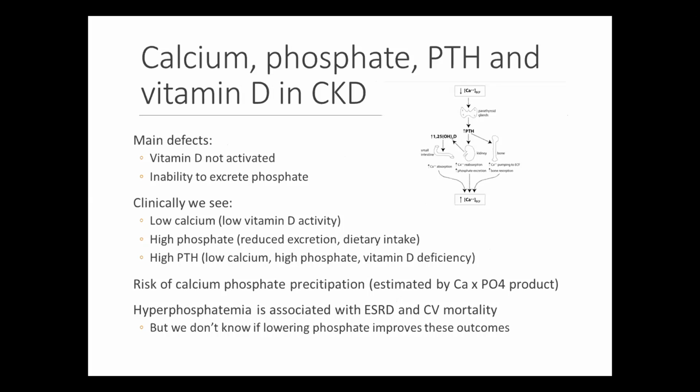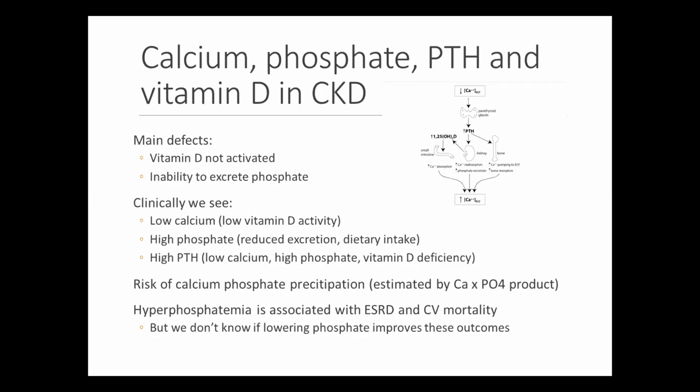Mineral metabolism and bone health are also affected by chronic kidney disease. I have a little diagram here of how the calcium, phosphate, PTH, and vitamin D axis works, but the main defects are that vitamin D is not activated in advanced CKD, and there's also an inability to excrete phosphate. And clinically, we see low calcium, high phosphate, and high PTH. There is a theoretical risk in advanced kidney disease of calcium phosphate precipitation, especially in the vasculature. And so we try to maintain near normal levels of calcium and phosphate to avoid this.